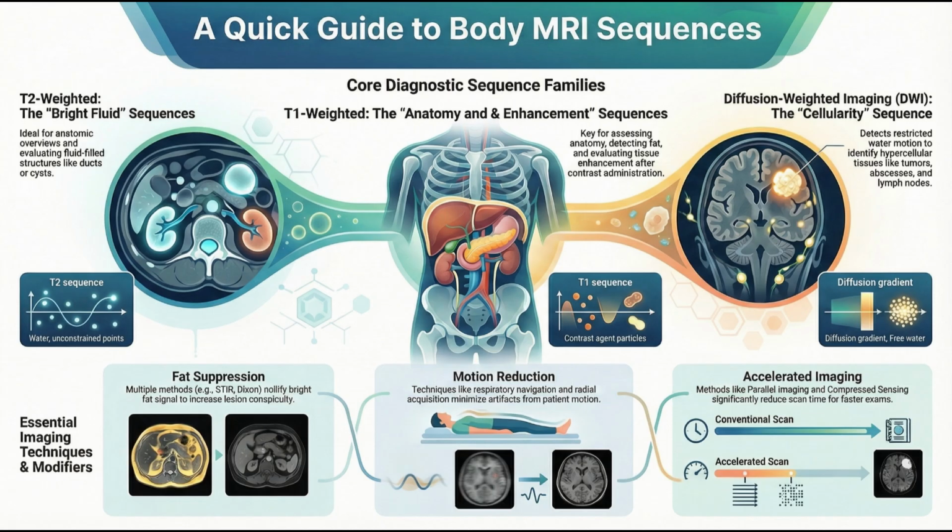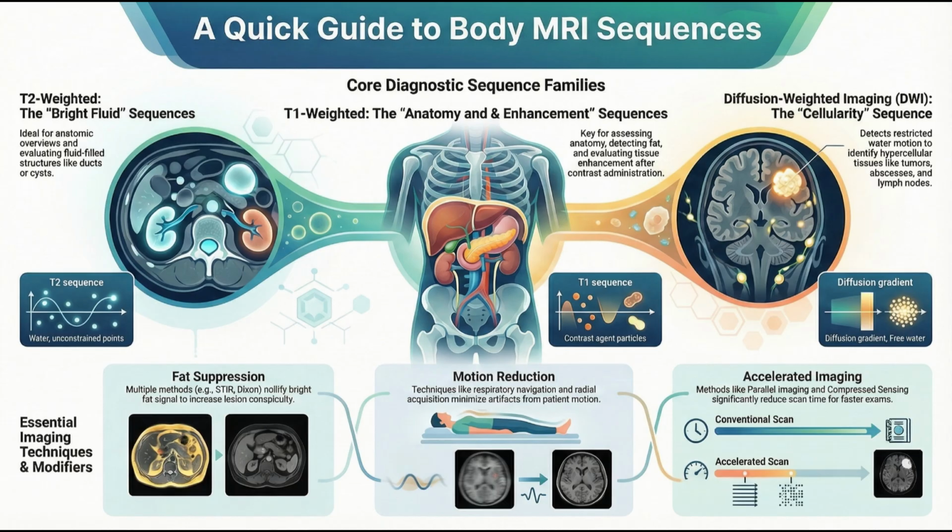Okay, we've covered speed and conspicuity. Let's move to the final frontier. Going from just seeing things to actually measuring them. Let's talk quantitative and functional imaging. And we have to start with diffusion-weighted imaging, DWI. Right. DWI is this powerful tool that measures the random Brownian motion of water molecules in really cellular things like tumors or abscesses. That water movement is restricted. And that restriction shows up as high signal on the DWI images.